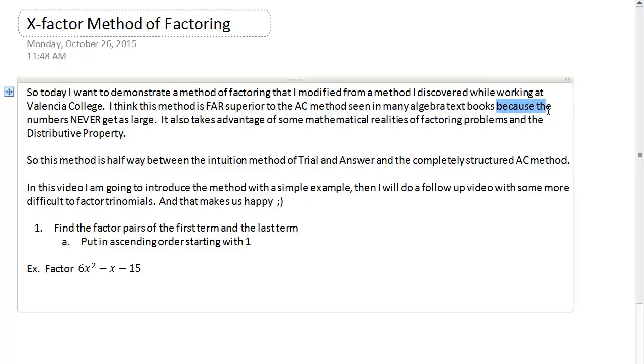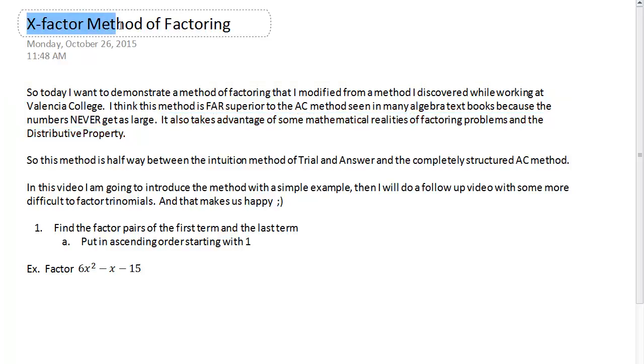And this is basically because the numbers never get as large as in the AC method when you're multiplying the A and C coefficients together. It also takes advantage of some of the mathematical realities of the factoring problems and the distributive property. All right, so I call this method the X factor method of factoring.